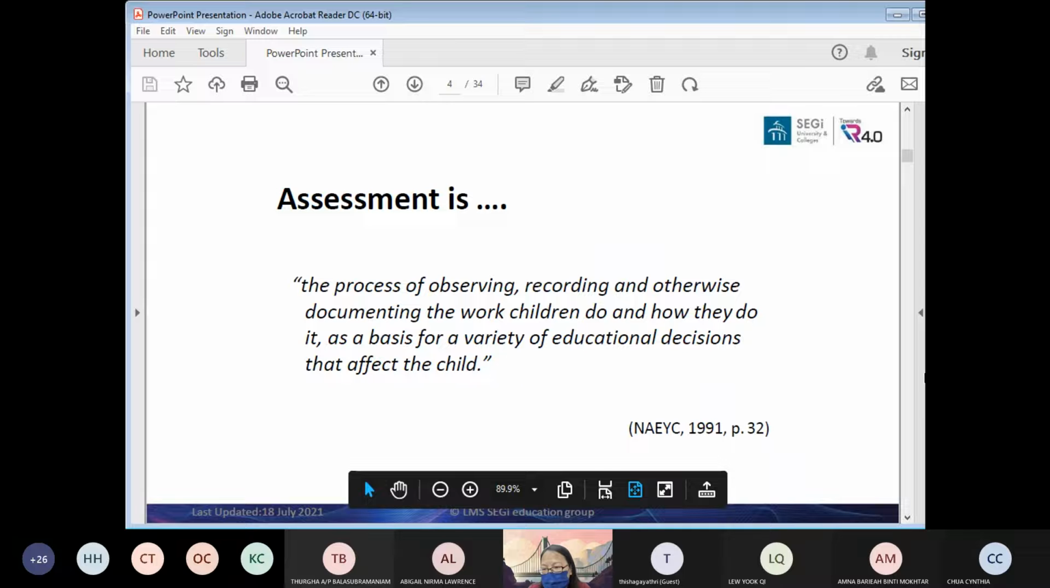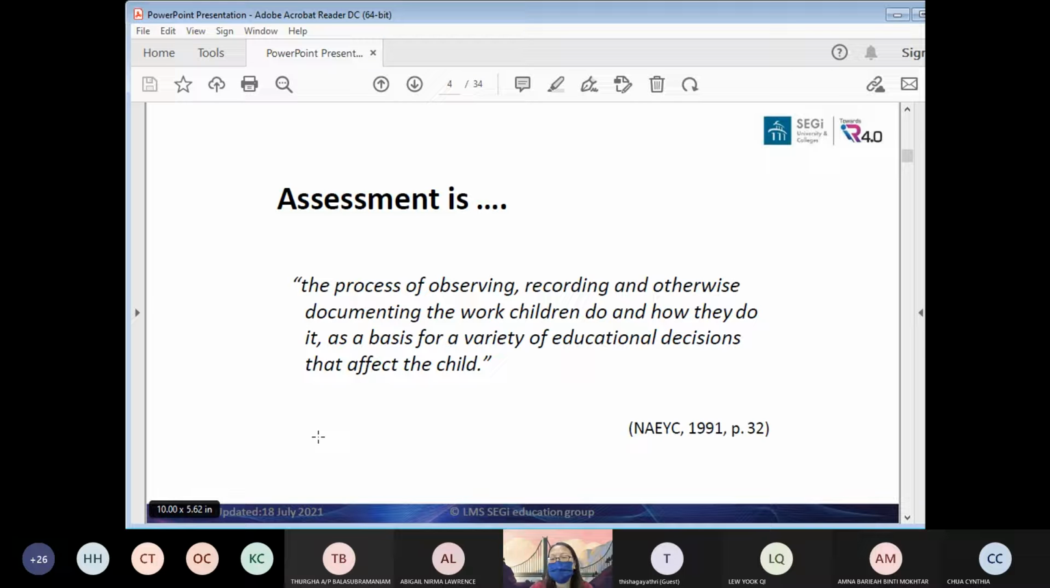Assessment is, okay, now we come to assessment. The process of observing, recording, and otherwise documenting the work children do and how they do it, as a basis for a variety of educational decisions that affect the child. After observing, you do the recording, and then you document it, all the proof.